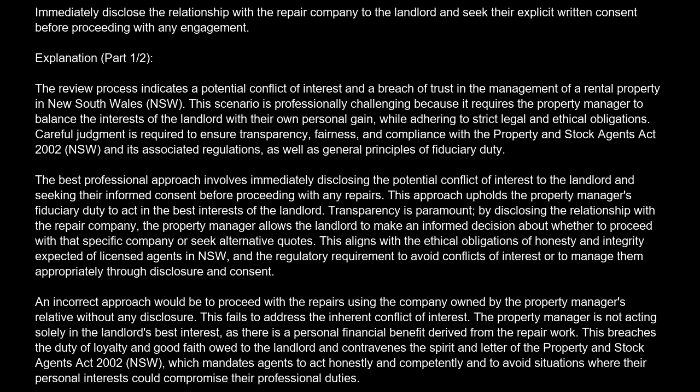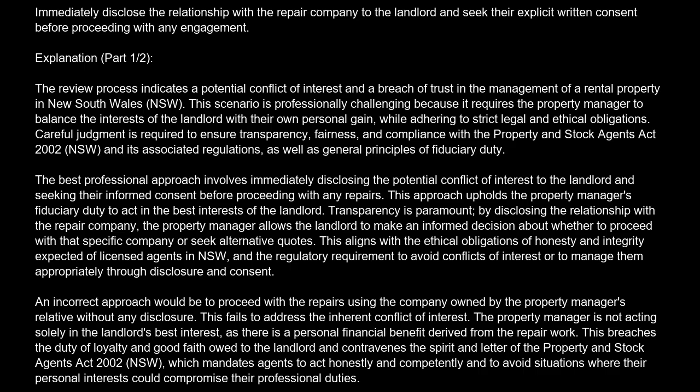This scenario is professionally challenging because it requires the property manager to balance the interests of the landlord with their own personal gain, while adhering to strict legal and ethical obligations. Careful judgment is required to ensure transparency, fairness, and compliance with the Property and Stock Agents Act 2002, NSW, and its associated regulations, as well as general principles of fiduciary duty.